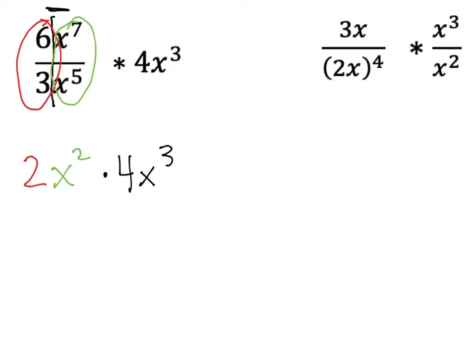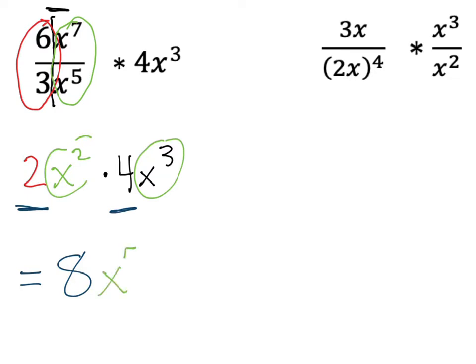Now this is a multiplication problem. So we're going to multiply together the coefficients. 2 times 4 gives us 8. And if we add together the exponents on the common base x from x to the power of 3 and x squared, that gives us x to the power of 5. So we took care of the fraction first, and then after that we multiplied using our product property.